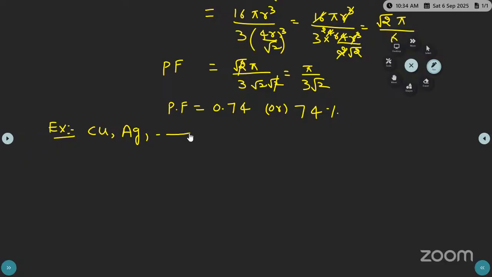Next, based on that, what should we do? Find out the relation between a and r. Then after that you should write the total number of atoms in the unit cell in each case, what is the coordination number, and what is its packing factor calculation.